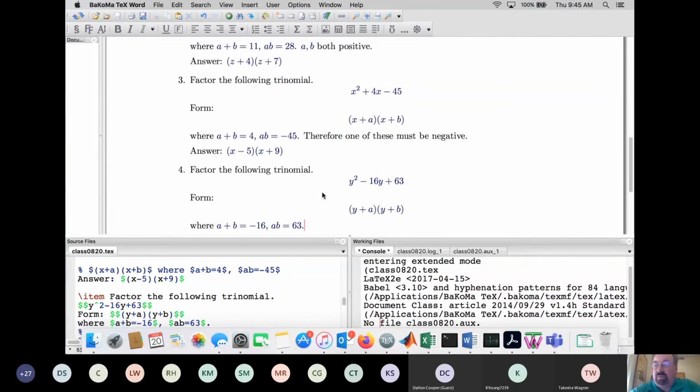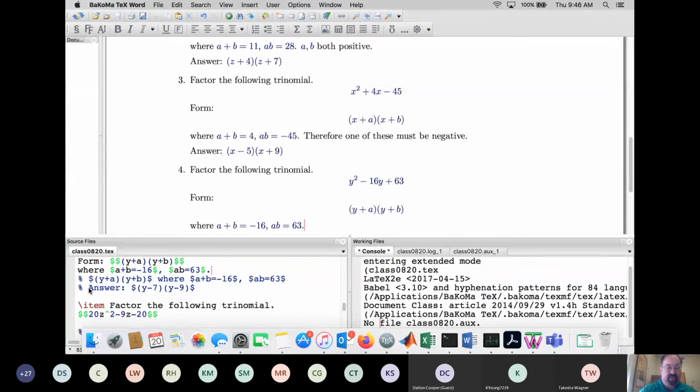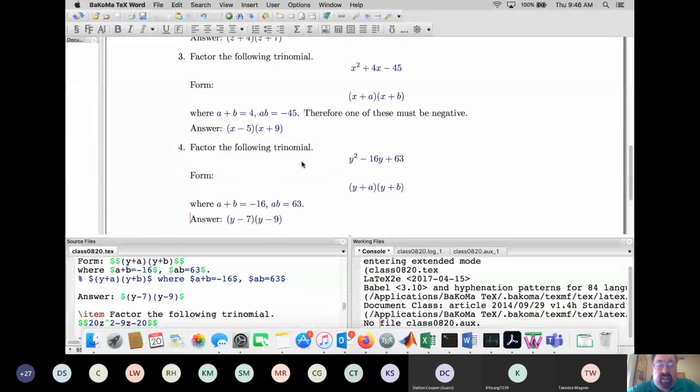So what are two numbers whose product is 63, where we can just negate both of them and add up to 16? Negative 9 and negative 7. Yes. So that would be the answer in this case: y minus 7, y minus 9. Okay.